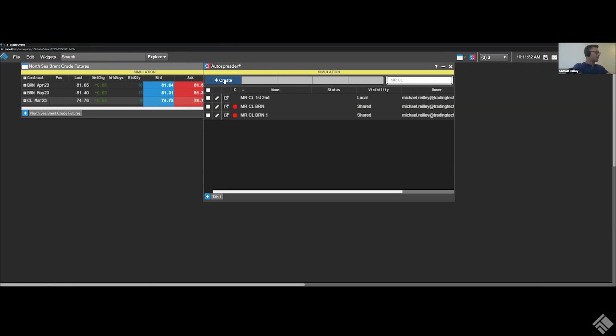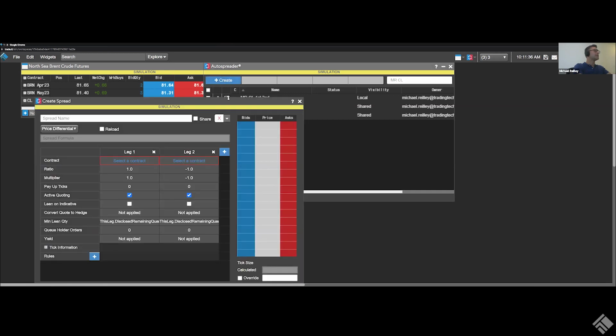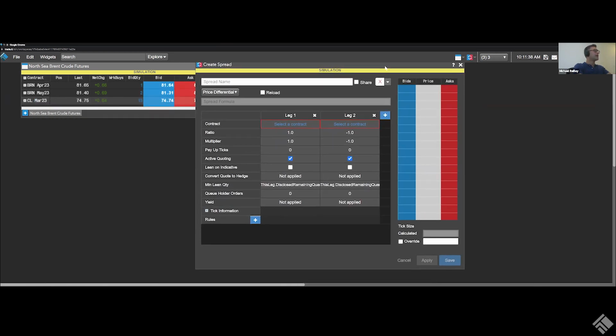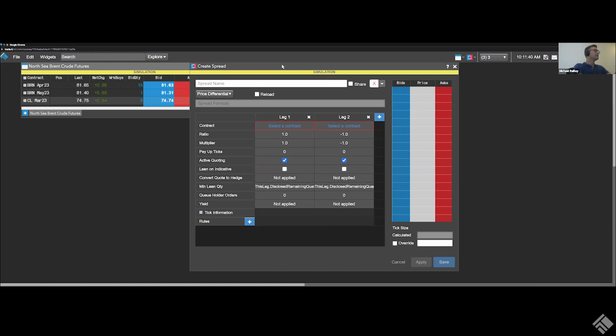So, right from the basics, in order to create a new one, there's a create button in the upper left, and this is going to bring up our create spread window. So this is our Autospreader config. So we're going to walk through line by line here and build out the spread, and then start to execute and go back and forth and tweak some of these things so that you get a sense of how to configure these sort of things.